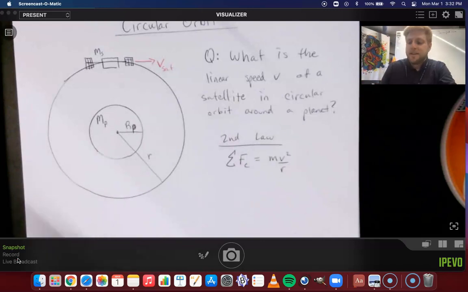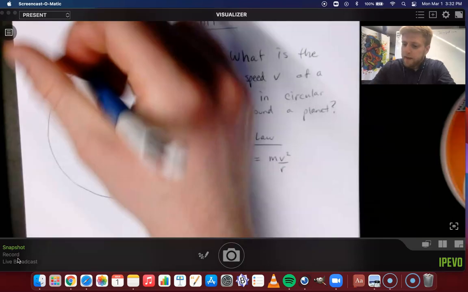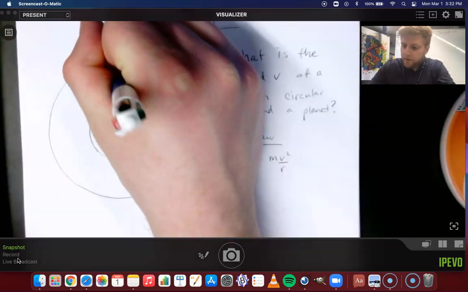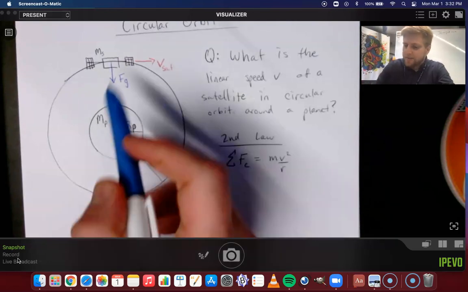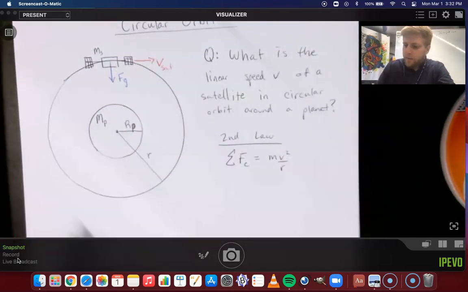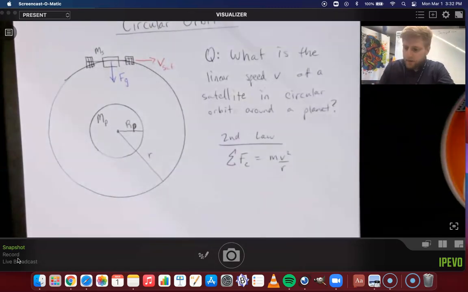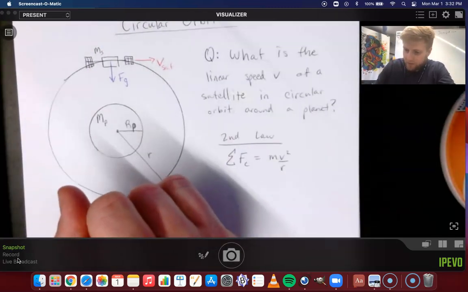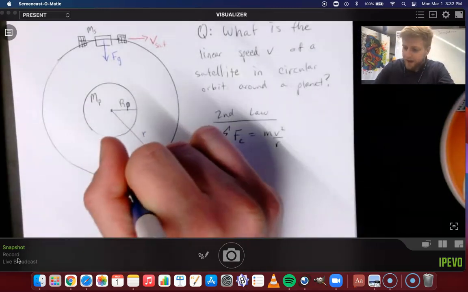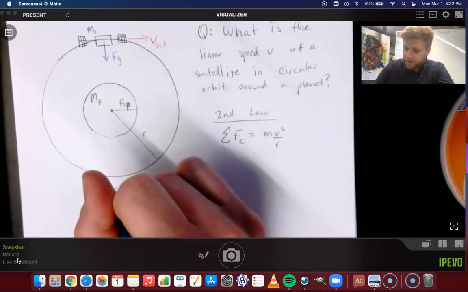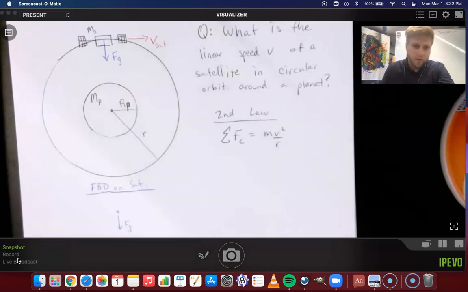Now this is really easy for this situation. As we saw in the little demo, there is a centripetal force, the force due to gravity, acting on the satellite at all times, and that happens no matter where it is in its orbit. So in fact, the only force, and just for completeness, the free body diagram on the satellite looks like this. It's just the force due to gravity.